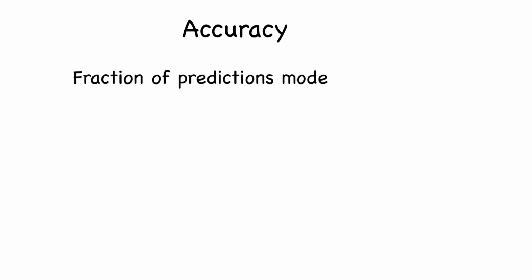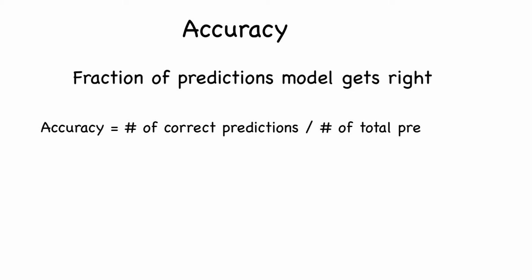How do you evaluate the performance of your model? Well, the first metric you can look at is accuracy. Accuracy is the fraction of predictions our model gets right. Formally, accuracy has a definition like this: accuracy equals the number of correct predictions over the total number of predictions.